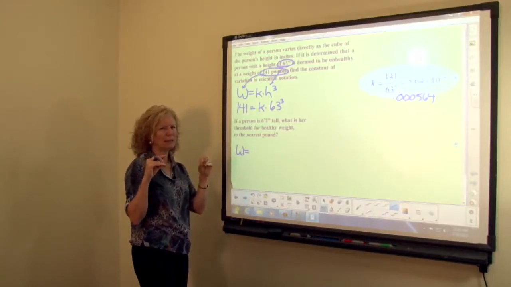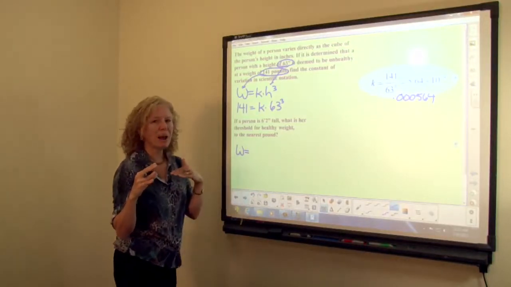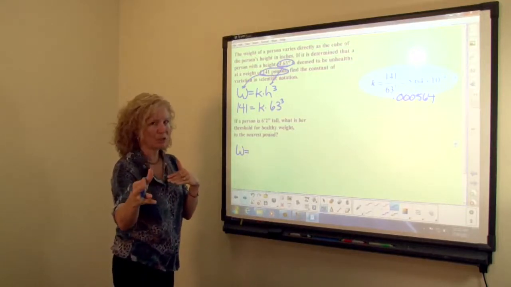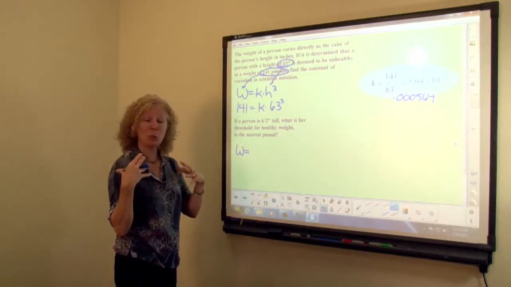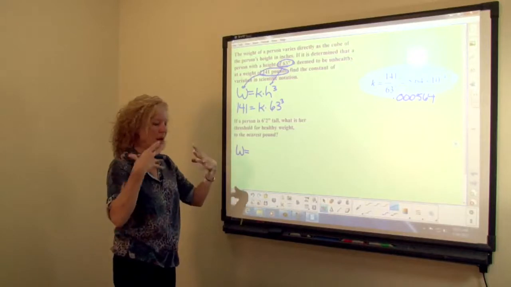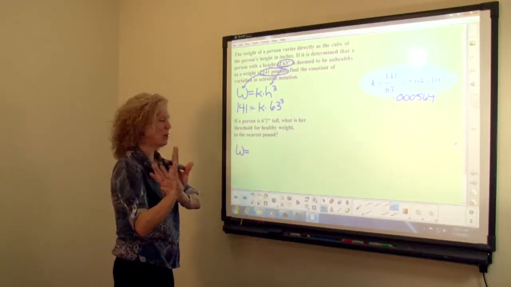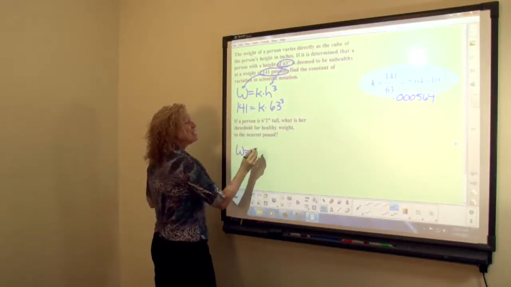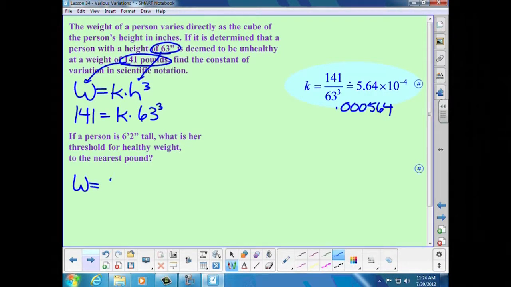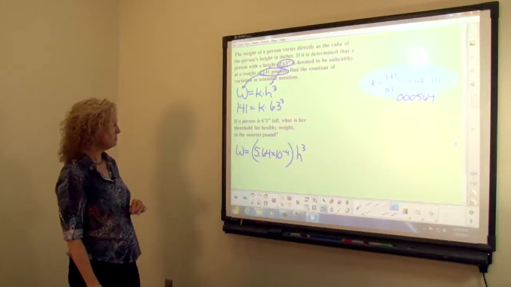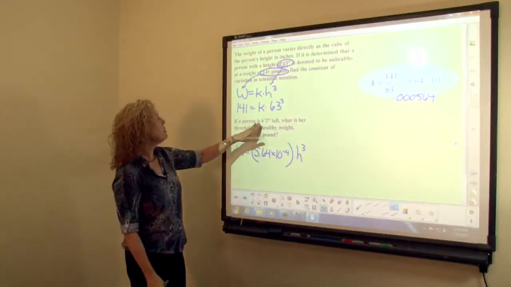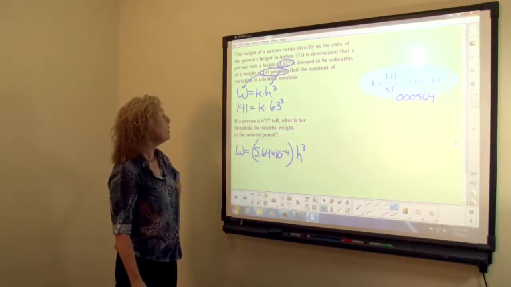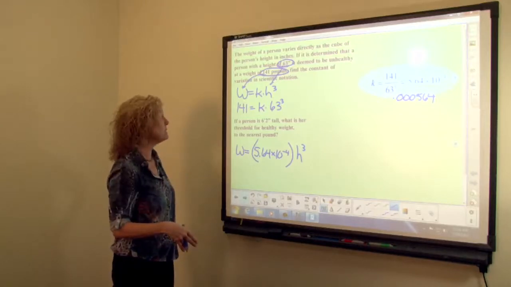So now I have my K value, and by the way, this is to be finding that healthy weight limit. But I'm not telling you that I think that is 100% accurate. It's going to depend upon so many things, the makeup of your body and other factors. Yeah, talk to your health people and talk to your doctor. So, weight is 5.64 times 10 to the negative 4 times my height cubed. Okay. If a person's 6 foot 2 inches tall, what is her threshold for the healthy weight?